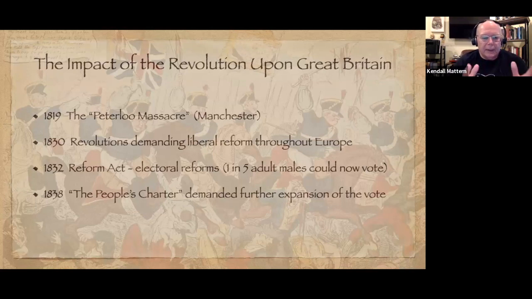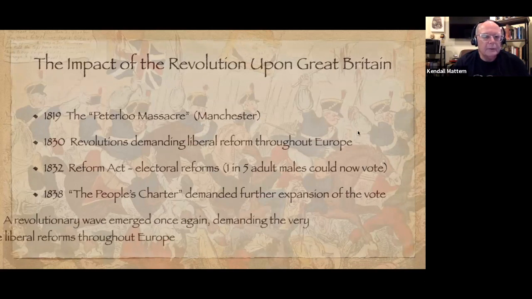Then in 1838, and I mentioned this group before, and I'll mention them again here, the Chartists wrote up the document called the People's Charter, and of the many demands, they wanted a further expansion of the vote. So there's that agitation, but they're not calling for violent revolution by any means.